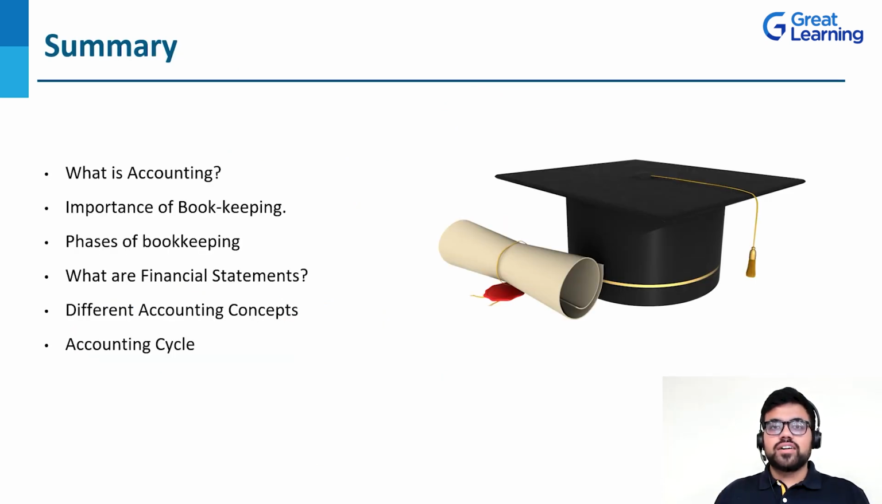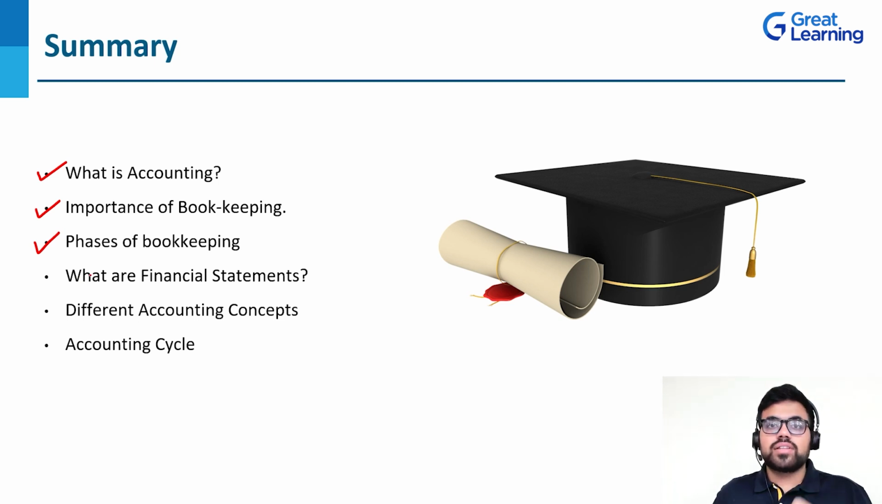Now let's look at what we learned in this course. So we started by knowing what is accounting, what are the different types of accounting. Then we moved on to knowing what does bookkeeping means in accounting, what is the importance of bookkeeping. Then we talked about the phases of bookkeeping process. First is creating a record keeping system. Second is tracking those transactions, right? So that we learned. The third part, reporting these transactions.